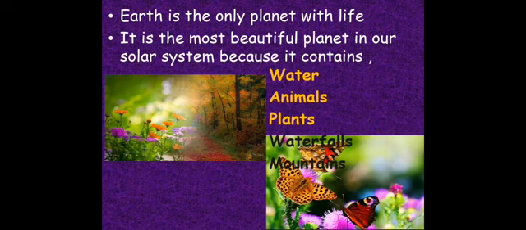Earth is the only planet with life. It is the most beautiful planet in our solar system because it contains water, animals, plants, waterfalls, mountains, and etc. There are a lot of beautiful things on our Earth. So, Earth is the most beautiful and living planet in our solar system.